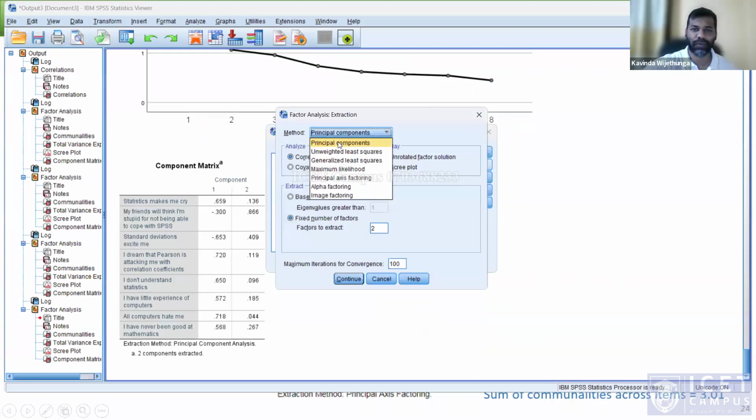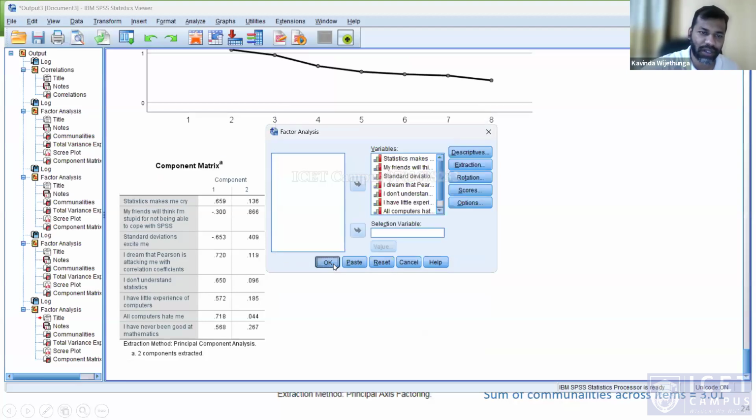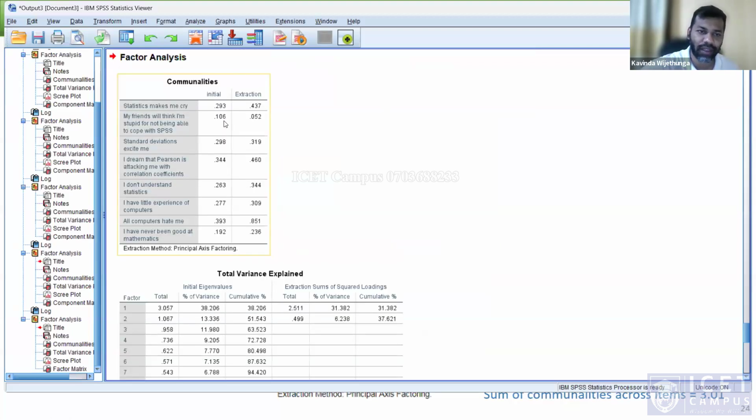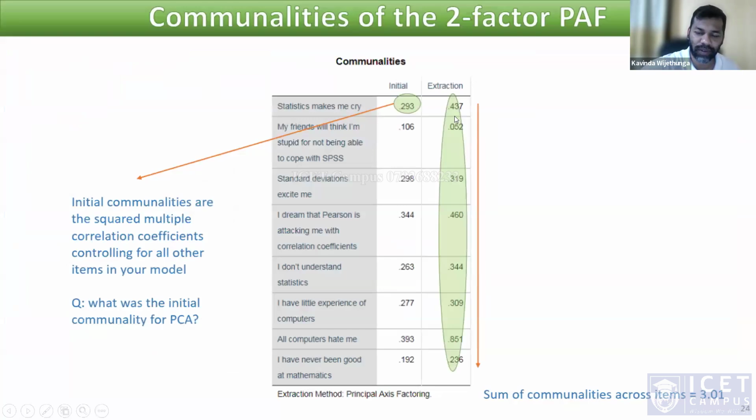So this is the output now. Here you can see the initial communalities, 0.293, 0.106, 0.298, likewise. After the extraction, you can see 0.437, 0.52, likewise. The extraction communalities are the squared multiple correlation coefficients controlling for the other items in our model, right?